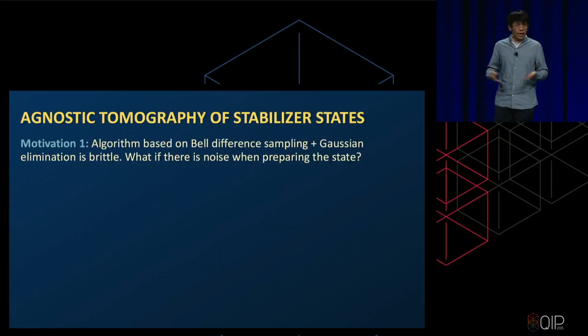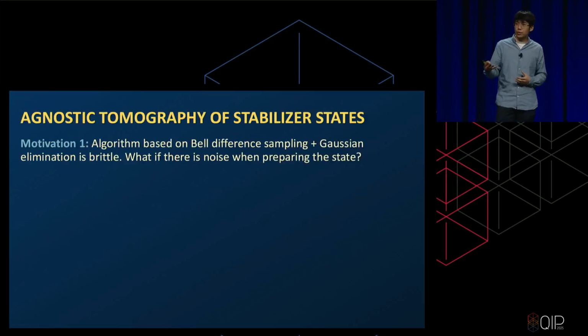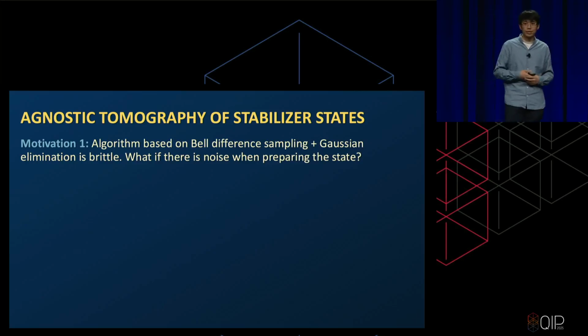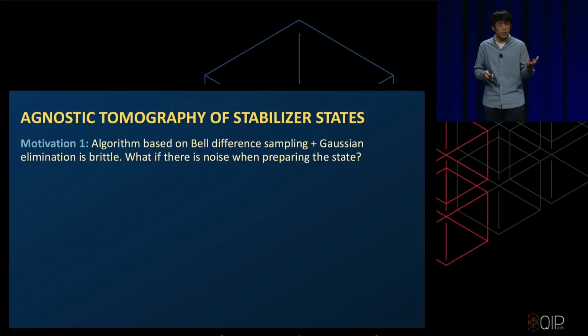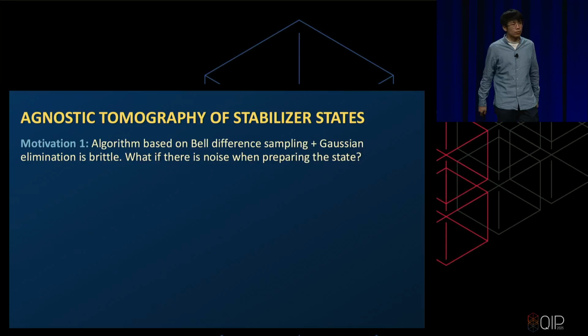Okay, so why care about agnostic tomography for stabilizer states? Well, one motivation is very similar to what we saw in the product state case, which is that this algorithm I just told you about, it works great if your state is exactly a stabilizer state, but of course, in reality, we're never going to encounter such a nice situation. And the algorithm that was designed is incredibly brittle. So if I add a sufficient amount of noise to a stabilizer state, things like Gaussian elimination are just going to fall out the window.